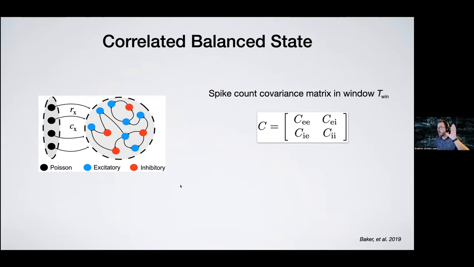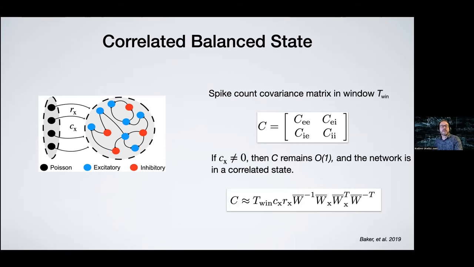We can talk about the correlated balanced state. I'll just briefly mention this. As I said before, you can introduce correlations in the presynaptic inputs to the population. You can compute the covariance of the response. So this is the covariance between the excitatory activities, the activity of the excitatory cells, excitatory and inhibitory cells, and so on. It's going to be a symmetric matrix, of course. This is a nice paper by Baker et al. You can actually find an expression for this covariance. It's derived in a similar way, but you can analytically express the covariance in this network.